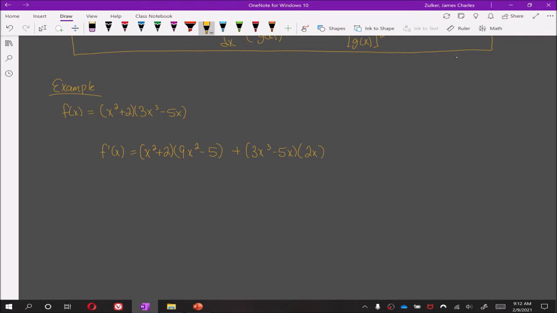Now we want to simplify this. FOILing out that first part, distributing through that second part, and now grouping and combining like terms. We get 15x to the fourth plus 3x squared minus 10.